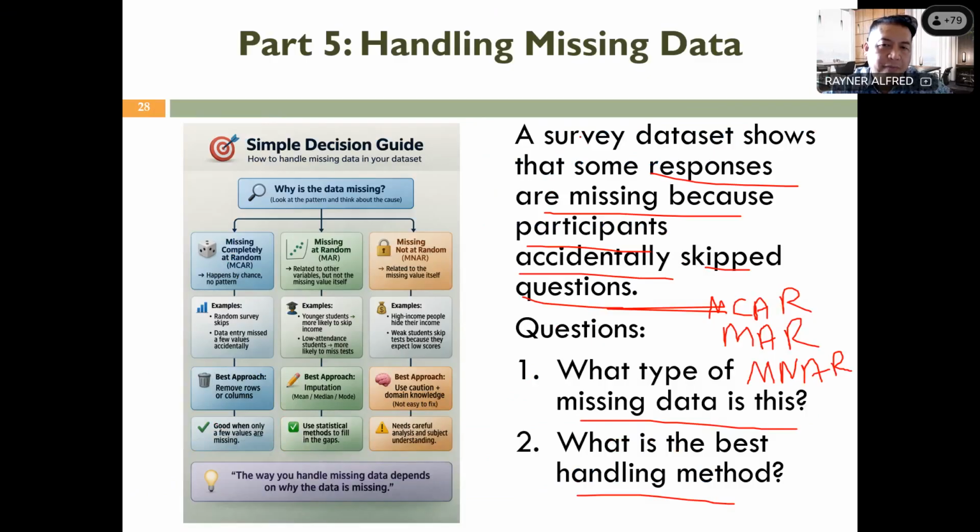So this one, we have a survey dataset, but this person accidentally skipped the question. Okay, what type of missing data do we have here? Ian says missing completely at random. Yep. So this is missing completely at random because they accidentally skipped the question. So we can remove them.